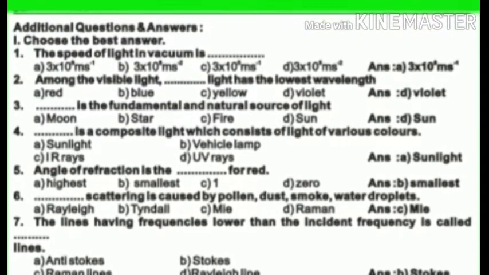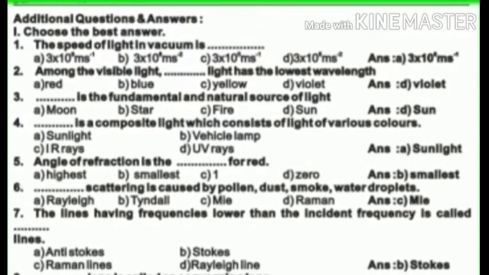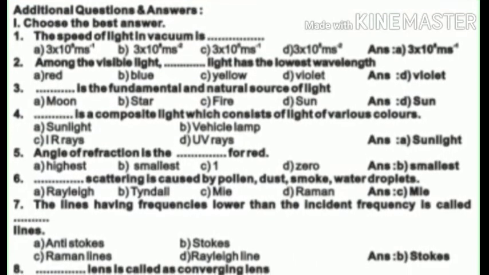Dash is a composite light which consists of light of various colors. So the answer is option A, sunlight. Angle of refraction is the dash for red. The answer is option B, smallest. Dash scattering is caused by pollen dust, smoke, water droplets. Option C, Mie. The lines having frequencies lower than the incident frequency are called dash lines.